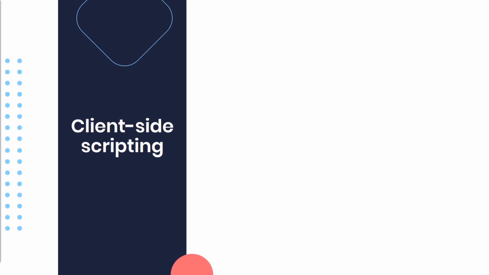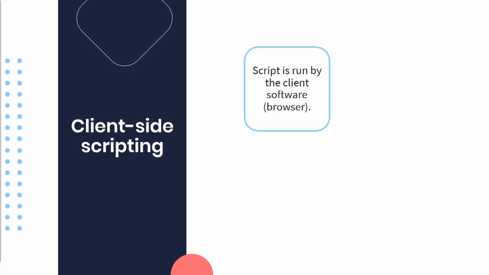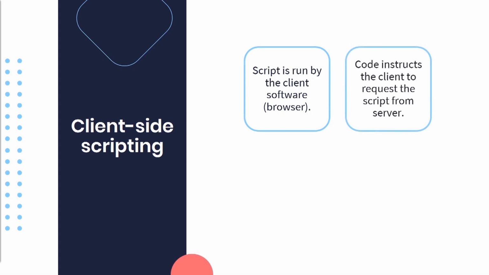Now that we better understand the difference between the client side and the server side, let's have a look at some core differences and drill down in terms of the tools and the scripting languages used on either side. Well, in the client side scripting environment, the script is run by the client or the browser software itself. And again, this is your Chrome or your Firefox and tools such as Edge as well. Also, the code instructs the client to make a request from the web server. So the code essentially says, hey client, I need you to request something for me on the web server. I'm looking for this, for example. Can you go and fetch it?